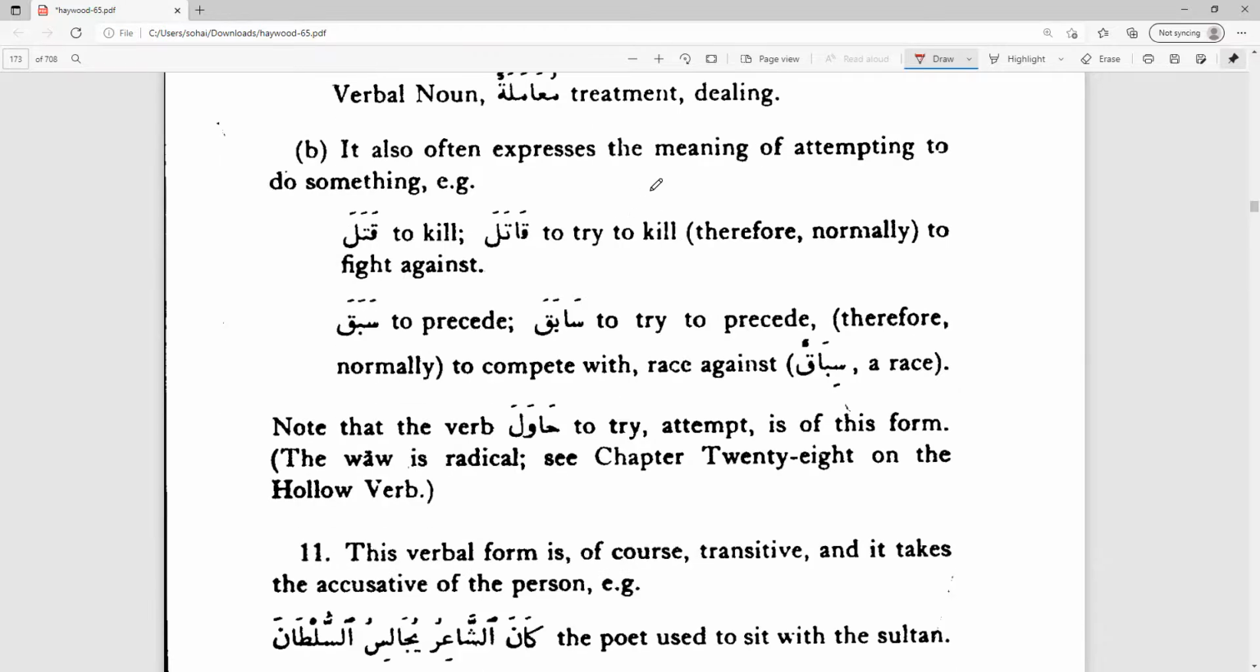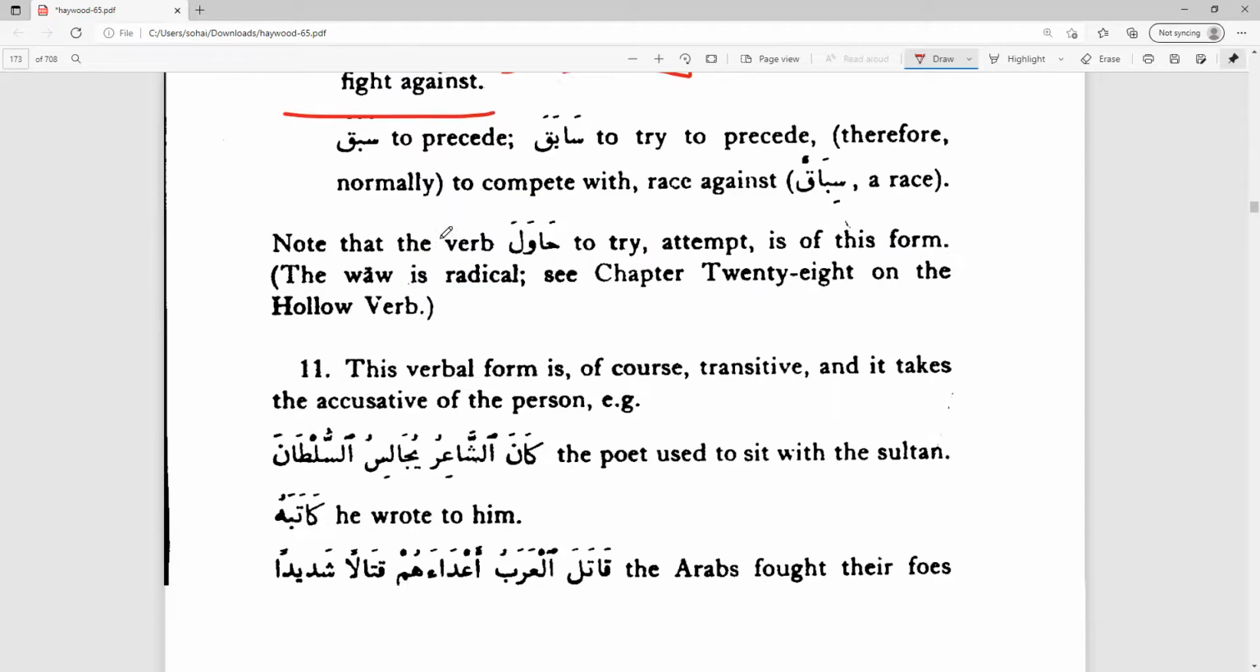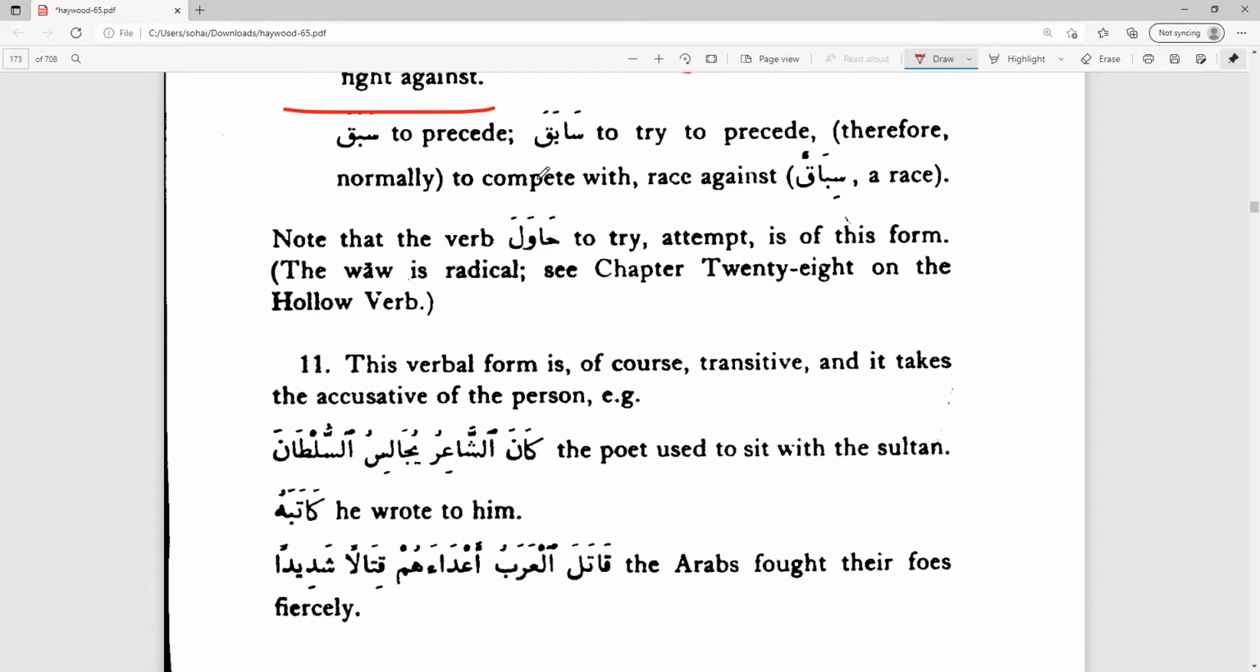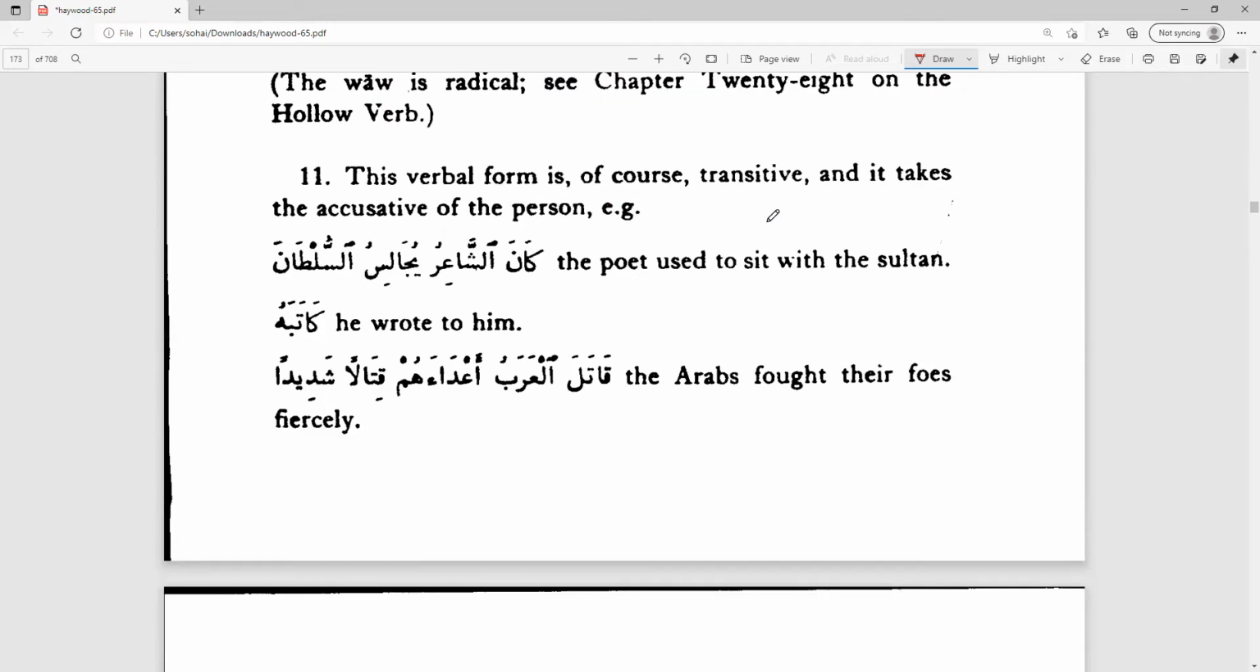And so forth. We also said that sometimes it expresses a meaning of attempting to do something. So qatala means to kill. Qaatala means to try to kill in a way. So effectively, when you try to kill, you're fighting somebody, so the meaning comes to fight against. Sabaqa means to proceed. Saabaqa, to try to proceed. So normally, when you try to proceed, you could get ahead. Normally, it means to compete with or race against.